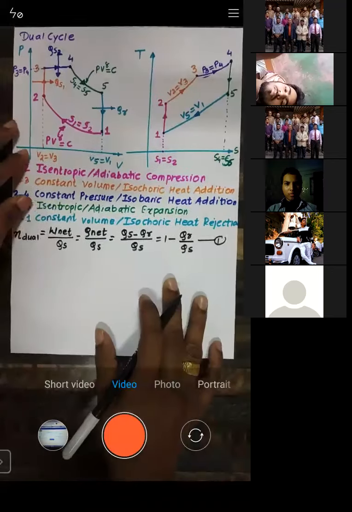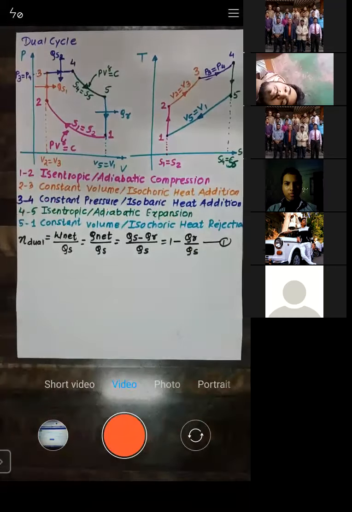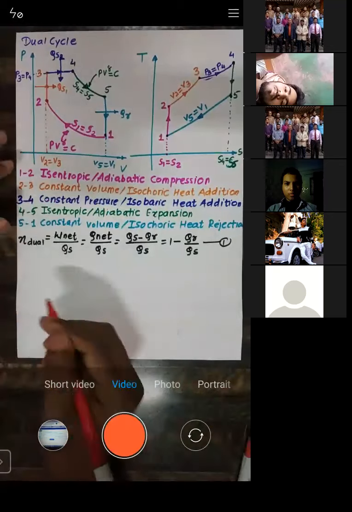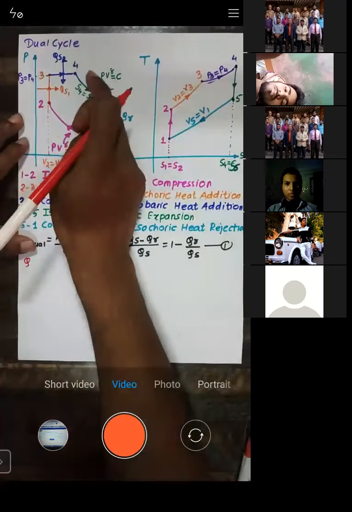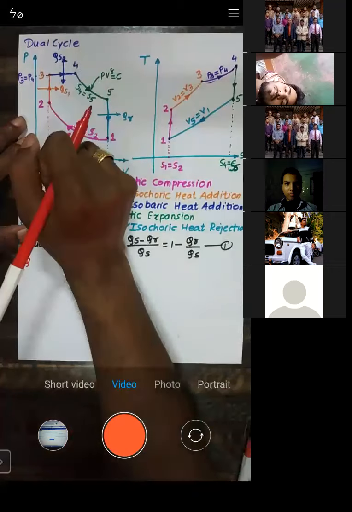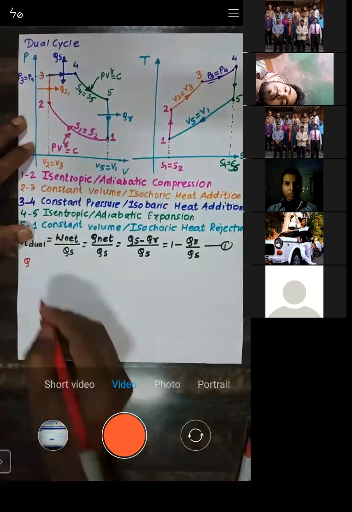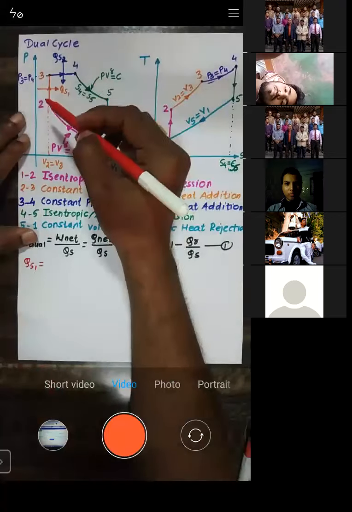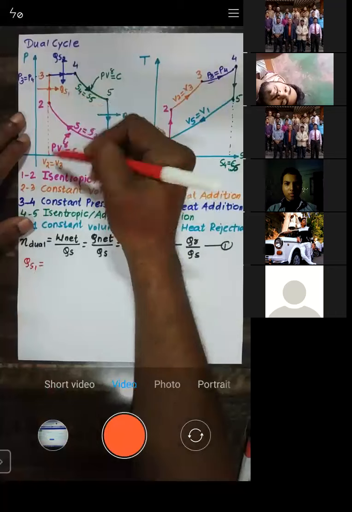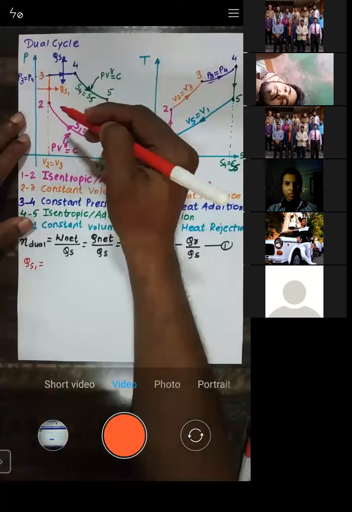Now let us try to put in the values. Let us start with QS, the heat supplied. How do we calculate the heat supplied? When we look at this, heat is supplied during two processes: one during 2 to 3, and second during 3 to 4. Let us write down QS1, the amount of heat supplied during 2 to 3. Heat is supplied during the process 2 to 3 at a constant volume.